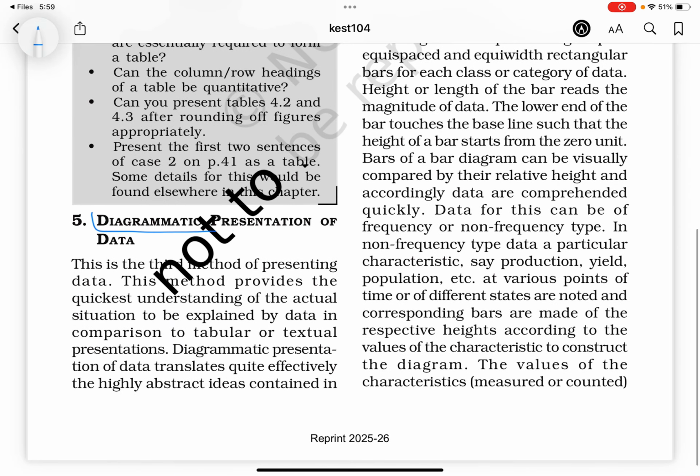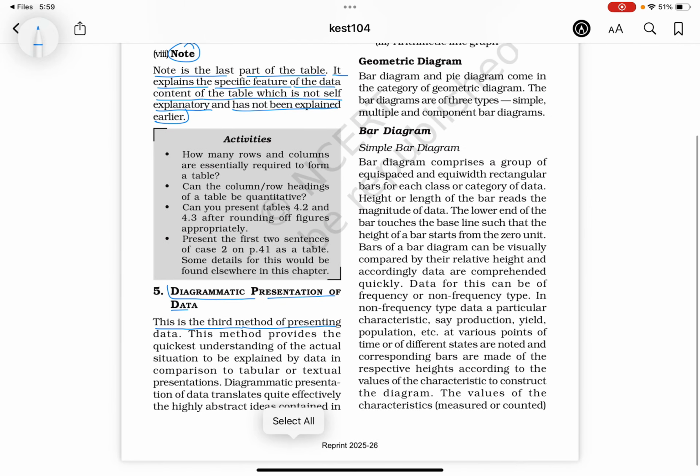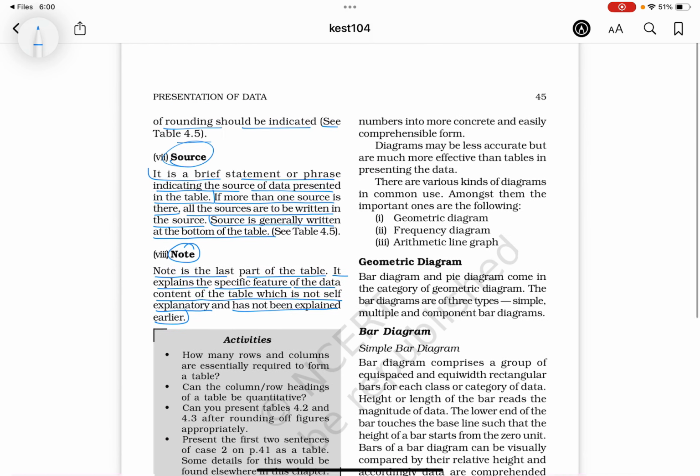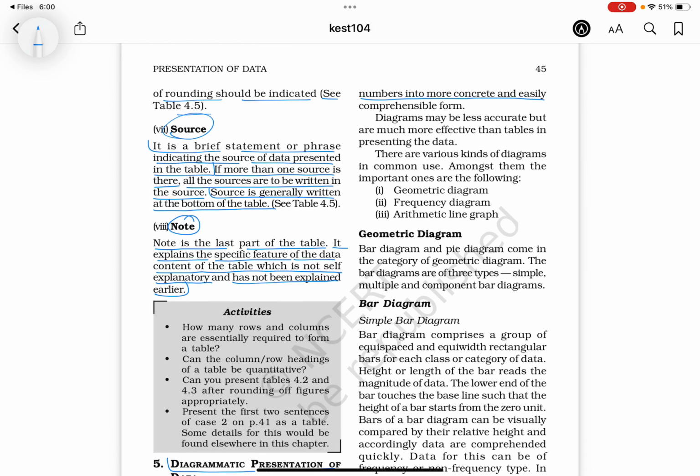Diagrammatic presentation of data. This is the third method of presenting data. This method provides the quickest understanding of the actual situation to be explained by data in comparison to tabular or textual presentation. Diagrammatic presentation of data translates quite effectively the highly abstract ideas contained in numbers into a more concrete and easily comprehensible form. Diagrams may be less accurate but are much more effective than tables in presenting the data.